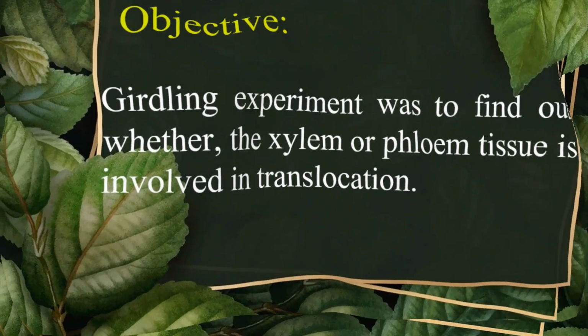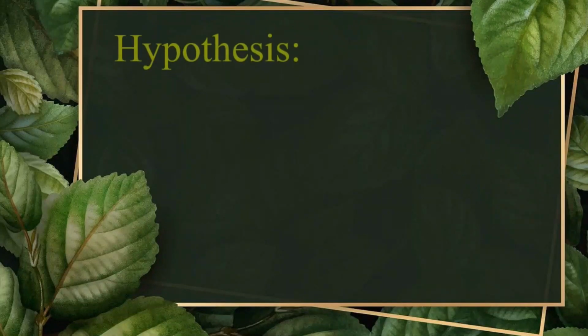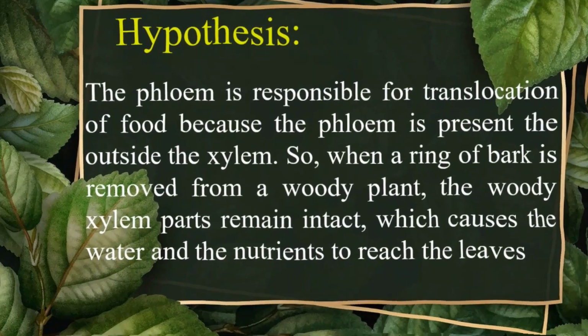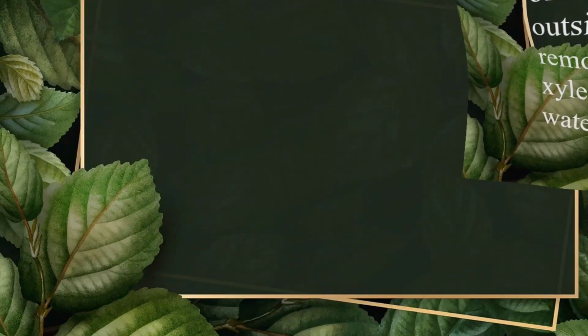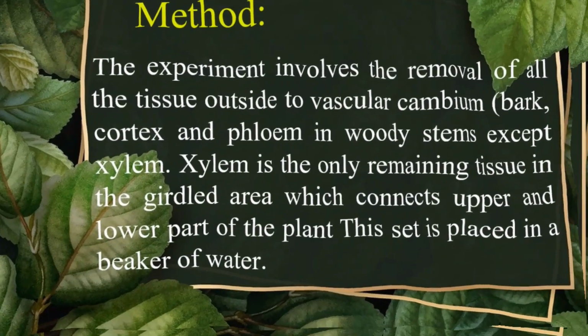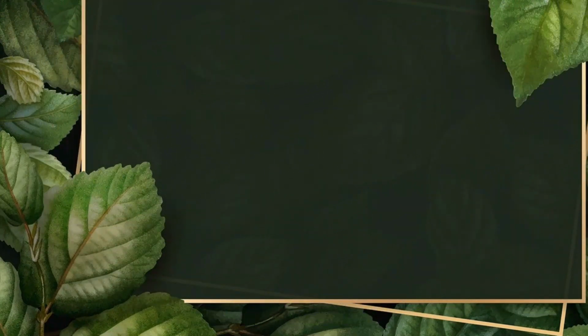The method that we followed involves the removal of the tissue outside the vascular cambium, which involves the bark, cortex, and the phloem in woody stems, except the xylem. Xylem is the only remaining tissue in the girdled area which connects the upper and the lower parts of the plant. This setup is placed in a beaker of water. In the diagram below, you will be able to see the first experimental setup that we did in this experiment. We carried out 4 experimental setups in order to get a successful observation.